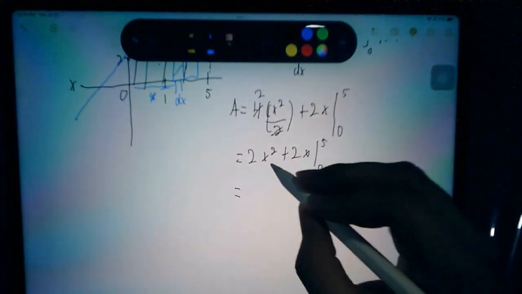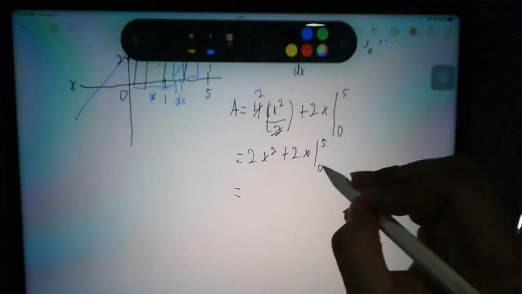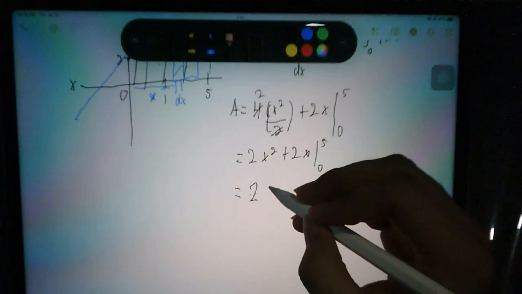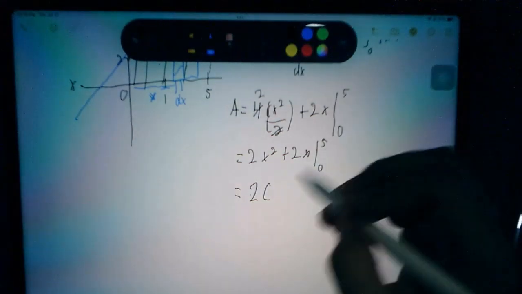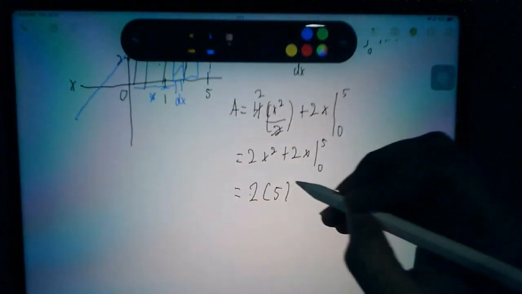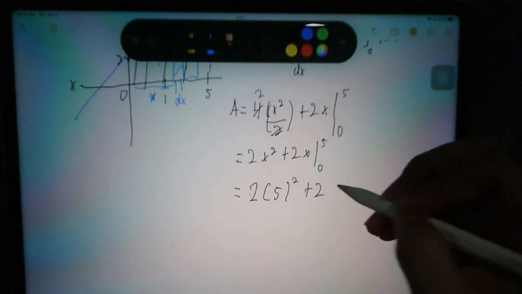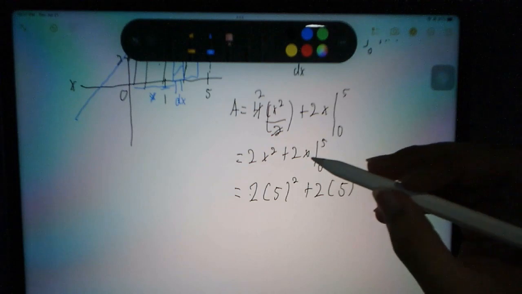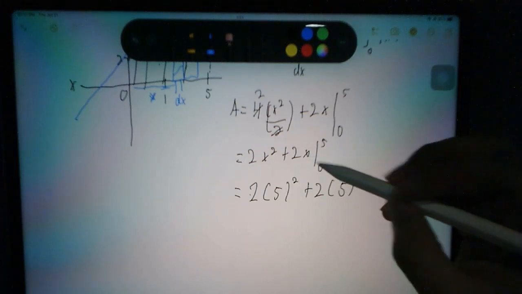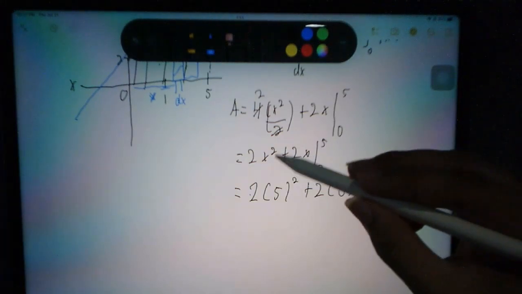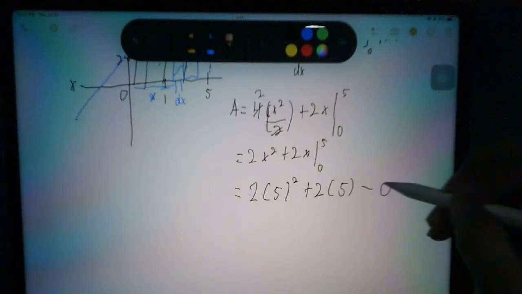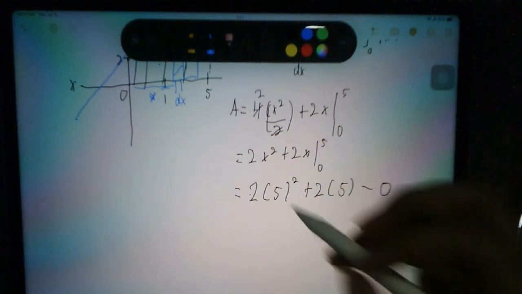So by substituting the upper limit and lower limit to our x, our answer should be, by substituting, this is 5 raised to 2 plus 2. For x here is 5. So for 0, by substituting 0 to the rest of the equation, our answer is 0. Upper limit minus lower limit.